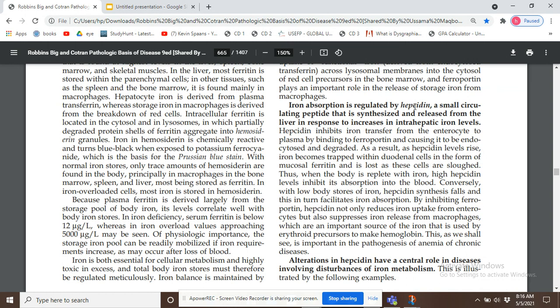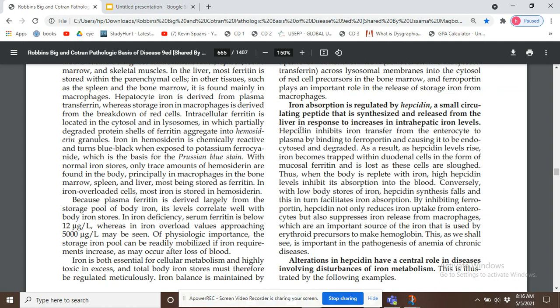This hepcidin inhibits the absorption of iron from the duodenum. As I have told you, absorption of iron is regulated at the level of the GIT. So when the level of iron in the liver is increased, hepcidin is released from the liver, goes to the GIT, and inhibits the absorption of iron from the duodenum.